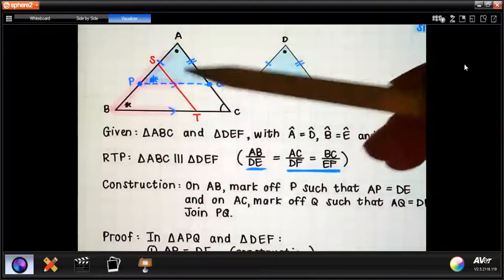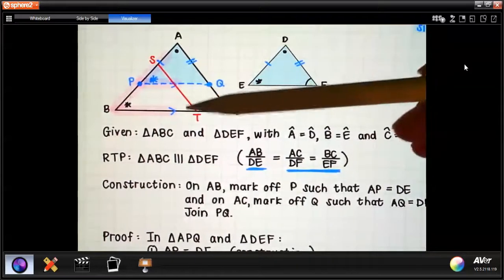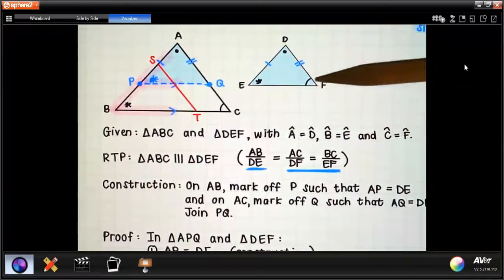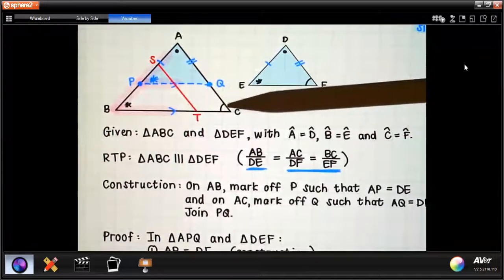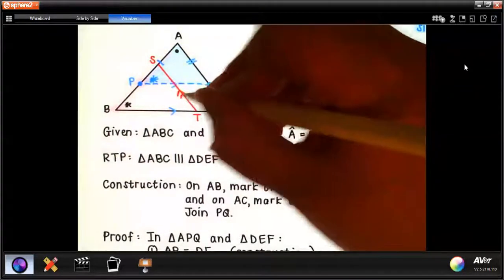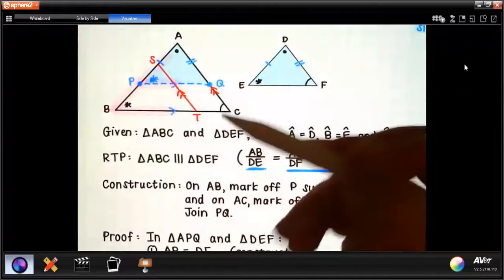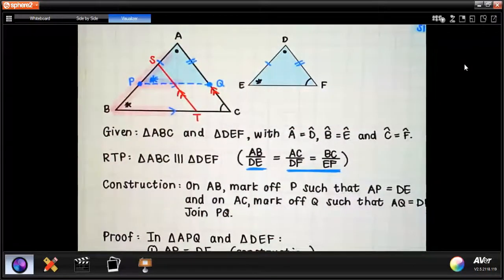We would again prove that this triangle is congruent to that one. Then you would say, okay, this angle at T, for example, is equal to that angle at F because of congruent triangles. So therefore, those two angles are equal. So therefore, these two lines will be parallel. So then we can use the proportion theorem here. And then we can again replace the sides that are equal. So we would follow all the same steps.